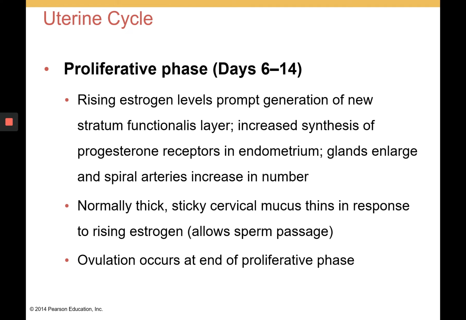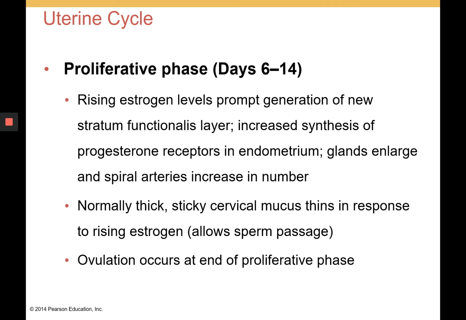During the proliferative phase, proliferation occurs. That proliferation is the rebuilding of the stratum functionalis. So we'll see glands enlarge and the spiral arteries increase in number to rebuild the stratum functionalis layer of the endometrium. So the rising estrogen levels are able to prompt this generation of the new endometrium.